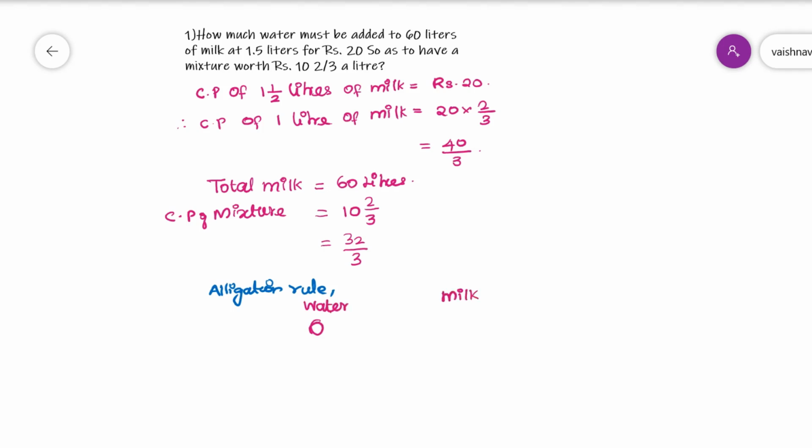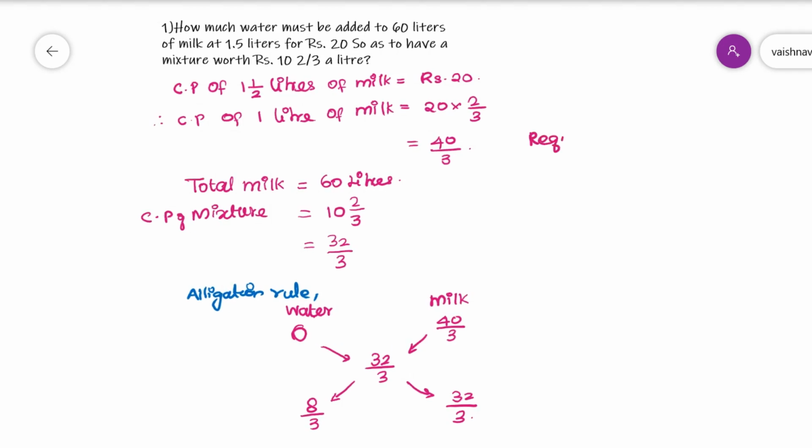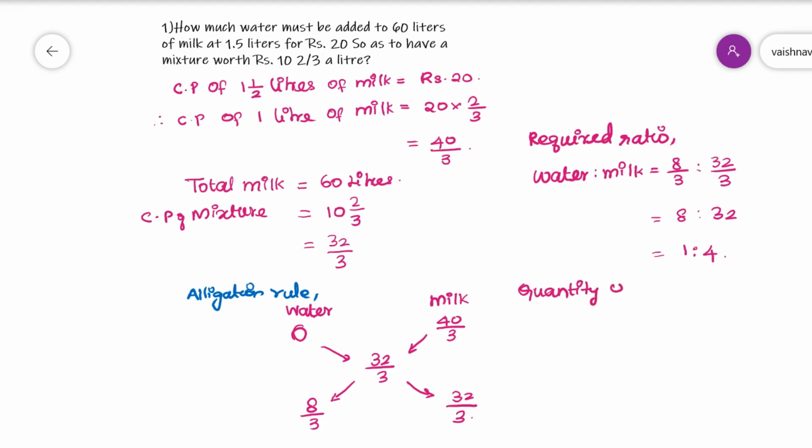So why did I convert the 1.5 liters of milk to 1 liter? Because the alligation rule you can always apply only to the unit quantity. So that is the reason I have used it. Now the required ratio, after using the alligation rule, you get as 8/3 is to 32/3. So 8 is to 32, that is 1:4. So water and milk is in the ratio of 1:4.